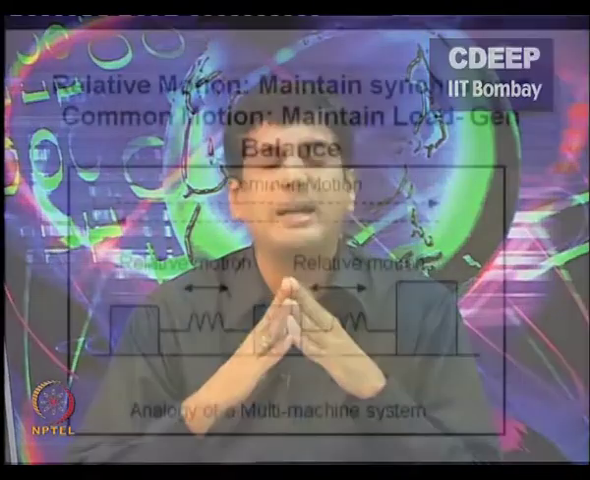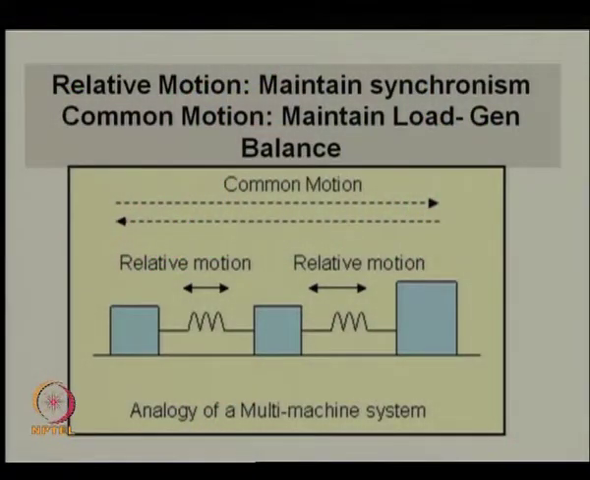Relative motion stability pertains to the fact that in a synchronous grid, all machines should be in synchronism. Whereas the stability of the common motion is determined by the load generation balance. Whenever I have talked about the center of inertia motion, I am really referring to the common motion. So, we have to ensure that machines stay in synchronism in a synchronous grid, and the common motion also should be stable. So, we should ensure load generation balance.